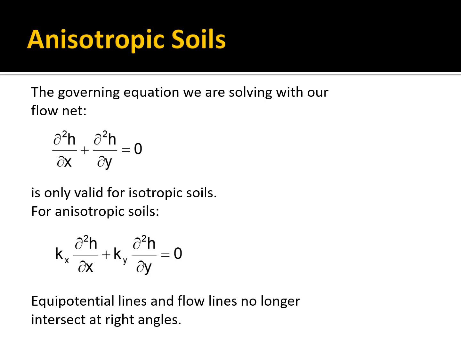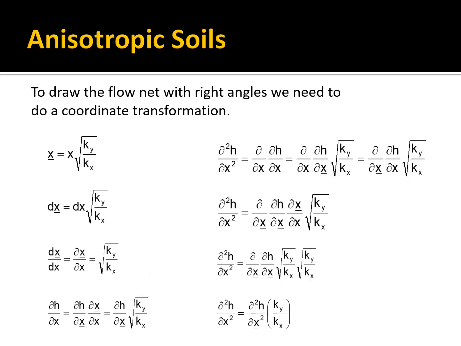Notice there's no k, kx equal to ky, so they both become k, and you divide by k and they're gone. But for anisotropic soils, we have a kx and a ky, and the impact of this is for a proper solution to this equation, the equipotential lines and the flow lines no longer intersect at right angles. Well, wait a minute, doesn't groundwater always flow in the direction of maximum head drop? Not necessarily. If the hydraulic conductivity in each direction is different, then it might be skewed.